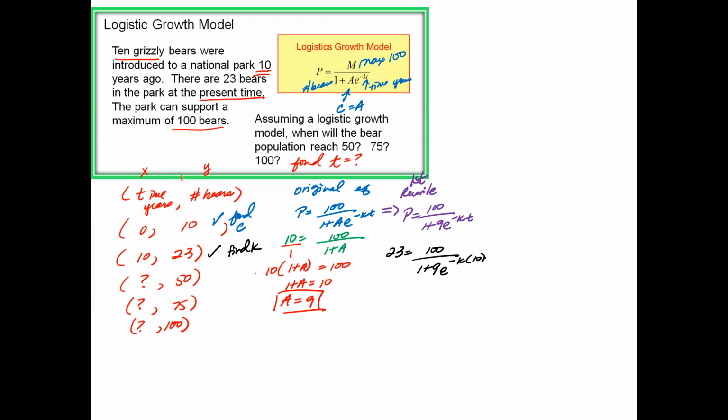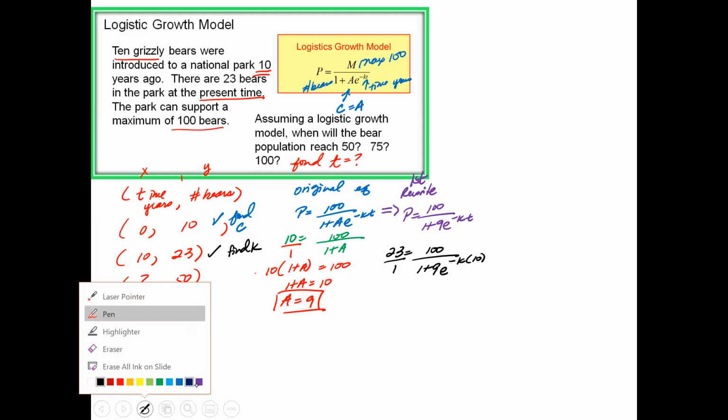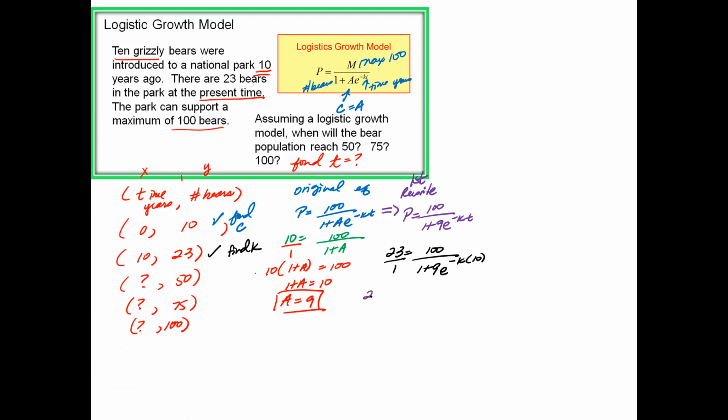And then looking at this here, I'm going to go ahead and cross multiply this. When I do that, I will have 23 times (1 plus 9e to the negative 10k). And notice how I'm not distributing this because I want to get rid of the 23. I don't necessarily want to distribute it because my goal here is to find k. If I distribute it, it's going to make the equation even bigger. I just want to get rid of the 23 by dividing it.